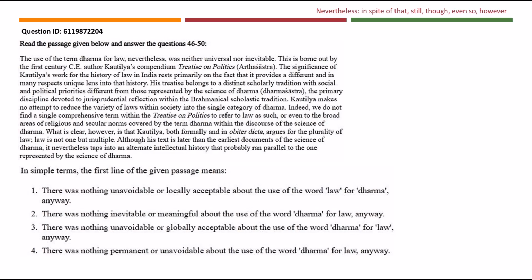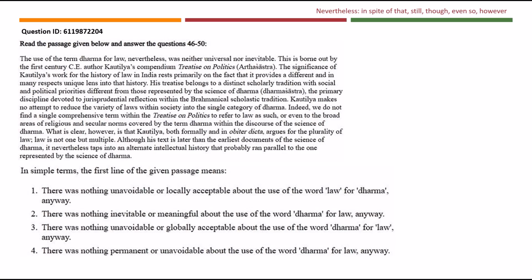Inevitable means unavoidable. This is borne out by the 1st century CE author Kautilya's compendium treatise on politics, that is Arthashastra. The significance of Kautilya's work for the history of law in India rests primarily on the fact that it provides a different and in many respects unique lens into that history.